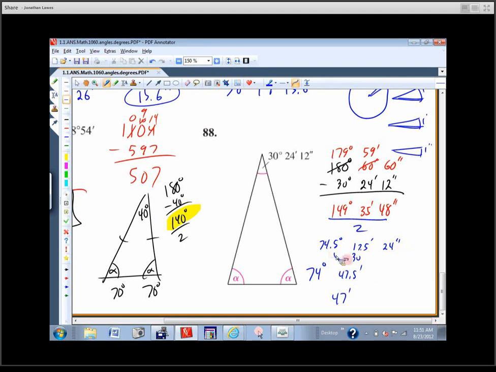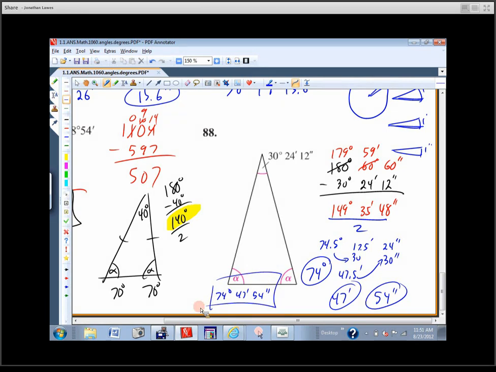Okay? So if I take half a minute and slide it into the seconds category, I've got how many seconds here? Another 30, so that's going to give me 54 altogether. So I like the 74, I like the 47, and I like the 54 now. So what does this measure? This measures 74 degrees, 47 minutes, and 54 seconds.